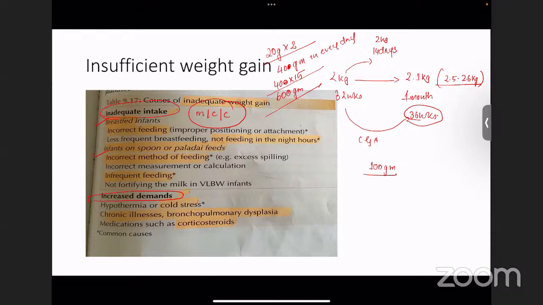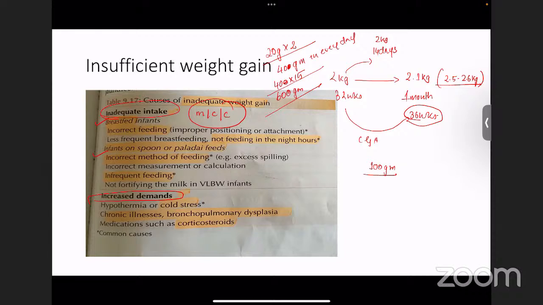If any mother comes to your clinic or OPD saying her breast milk is insufficient, the baby is not gaining weight, always recheck the positioning as well as the latching method. If everything is correct, then only you have to evaluate further. In 90% of cases, this is the problem.